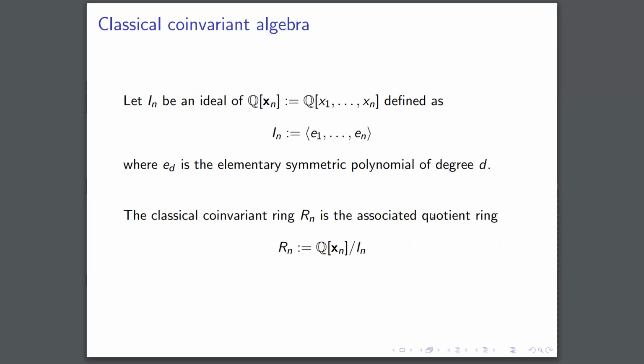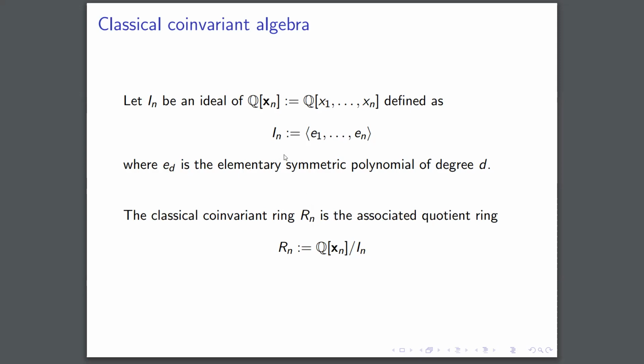First, let's define this Rn. Everything in this talk happens in this polynomial ring where we have rational coefficients and n variables, x1 to xn. We can create an ideal in this ring. It is generated by E1 to En, where Ed is the elementary symmetric polynomial of degree d. So now we have an ideal called In. We can find its quotient, which is called Rn.